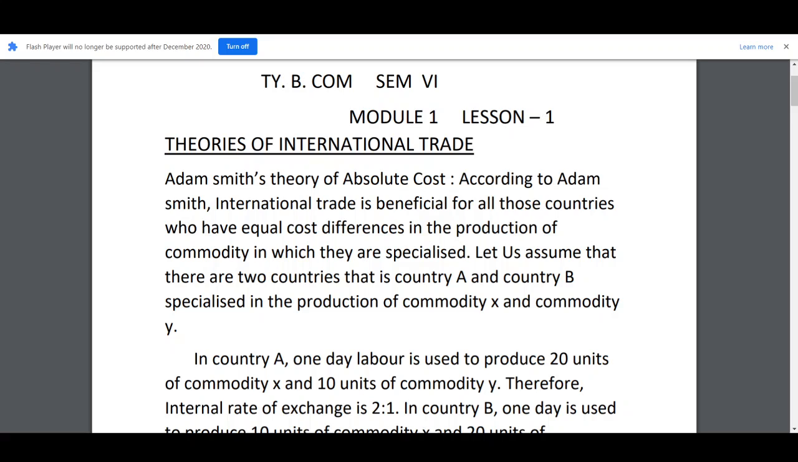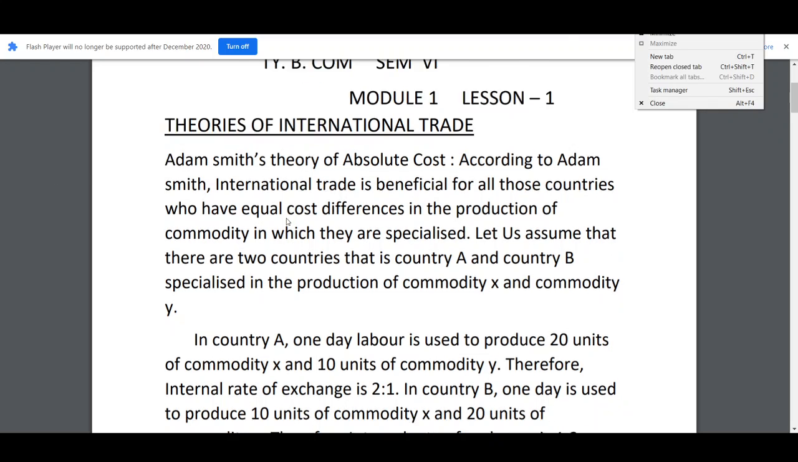Specialized commodity means that the country can produce that commodity and the environment is suitable for that commodity. Understand? So let us assume, for example, that there are two countries, country A and country B, specialized in the production of commodity X and commodity Y. Two commodities are there, commodity X and commodity Y.